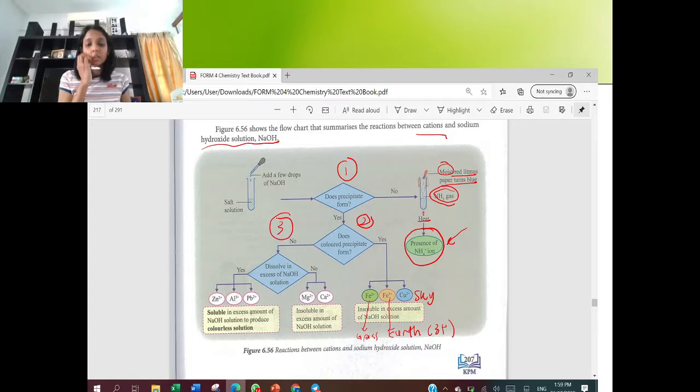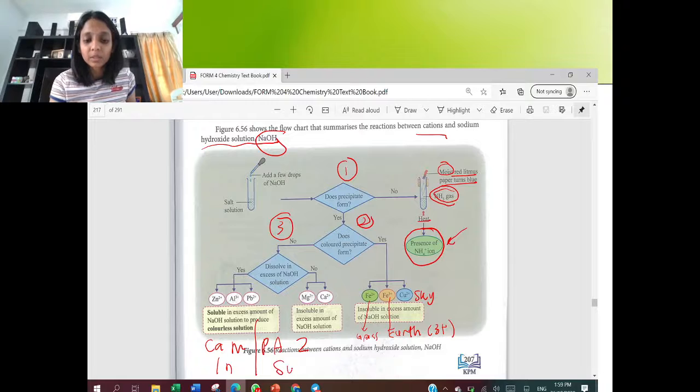My third possibility is, does it form a white precipitate? Yes. What precipitate did teacher teach you? Campus. Now remember, for sodium hydroxide, teacher divides campus into two in the middle. The ones before the break, calcium and magnesium, are insoluble even if I put in excess. Soluble will be lead, aluminium and zinc when I put in excess. Now this is sodium hydroxide.